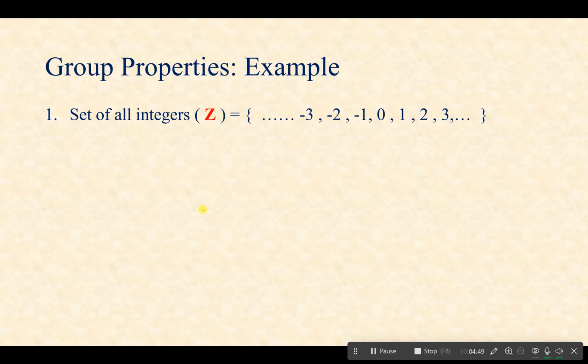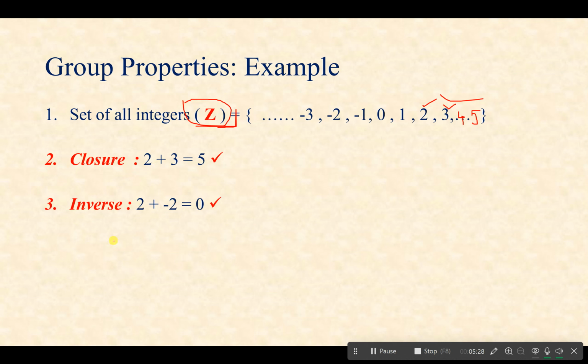Now we'll see some examples. The set of all integers starting from minus infinity to plus infinity is called the set of all integers, and it is represented by Z. Let us see whether this satisfies all the properties. For example, let us add any two numbers. Let us say we'll add 2 and 3. If you add 2 and 3, the result is 5. As you can see, after 3 comes 4, after 4 comes 5. So 5 also belongs to this Z. So the first property is satisfied.